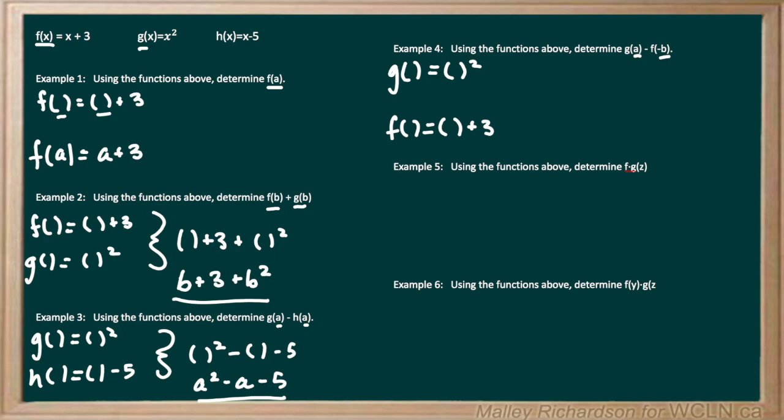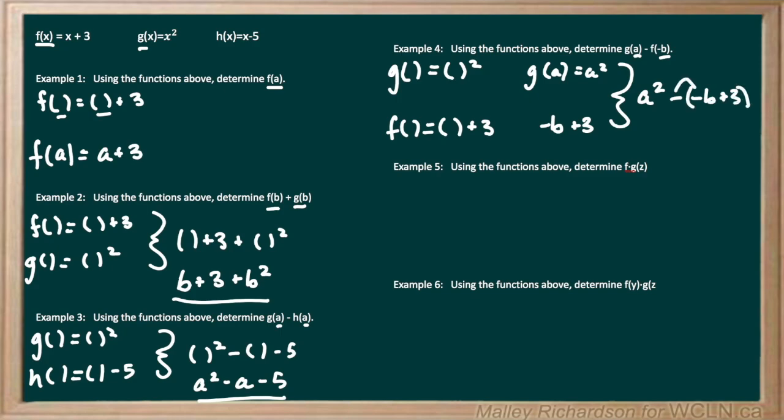Now with this g of empty brackets, we want to replace the empty brackets with a. So we're going to have g of a equals a squared, and then this f of empty brackets, we're going to replace it with a negative b. So we have negative b plus 3. Now we want to combine these two. So we have g of a, which is a squared, minus f of negative b, which is negative b plus 3. But that has to be in brackets.